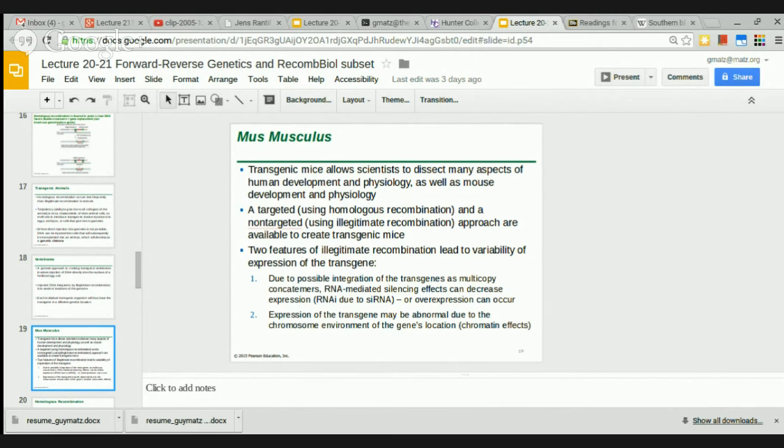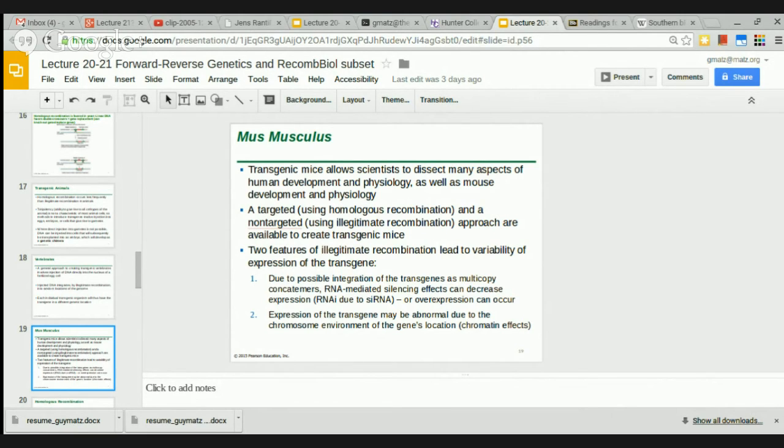If you had two copies, you got 2 times that level. If you had 3 copies, you got 3 times that level. And it acted like an independent locus, no matter where it went. So this kind of transgenesis actually led to our discovery of those kinds of regulatory sequences, the LCR. But you can see that there are problems too.